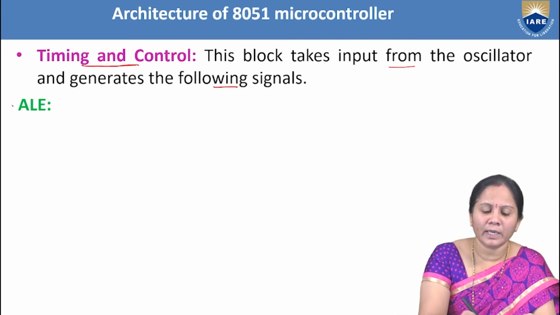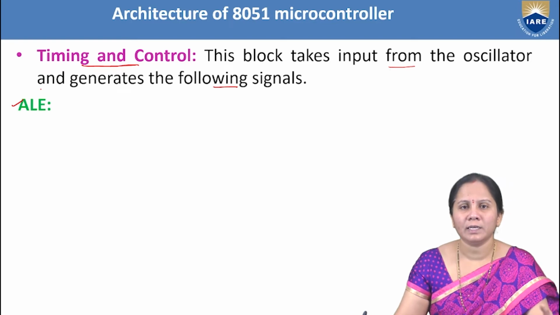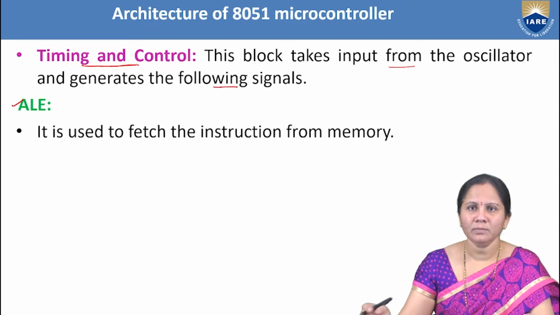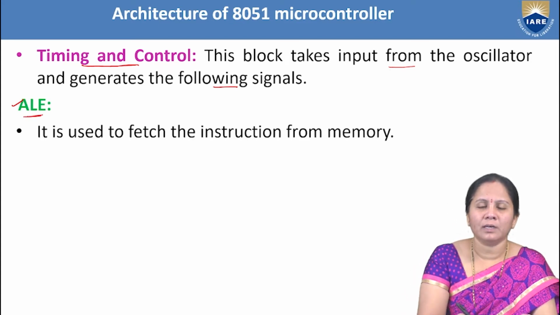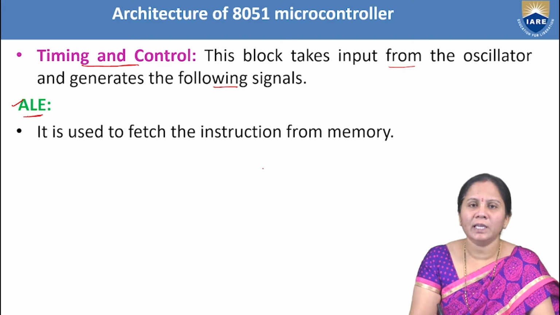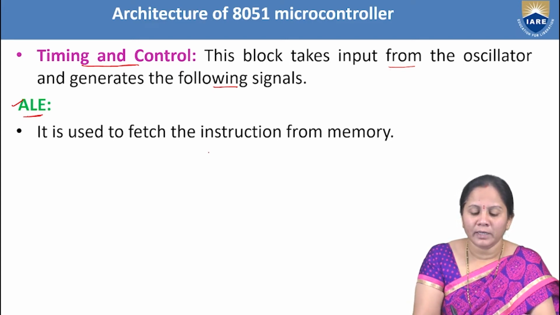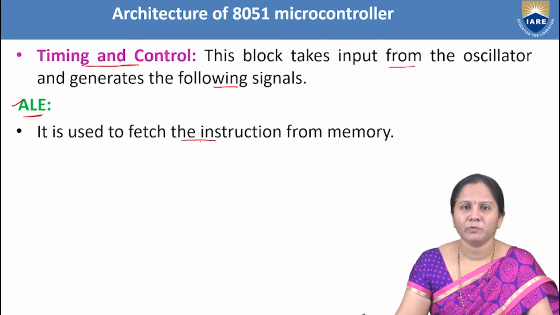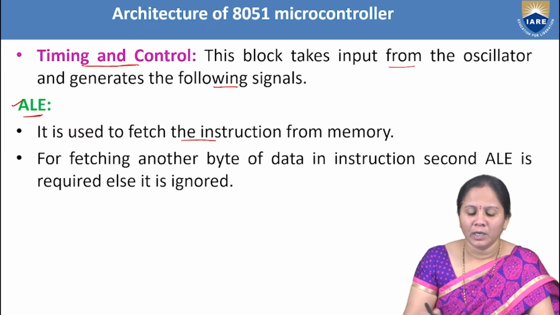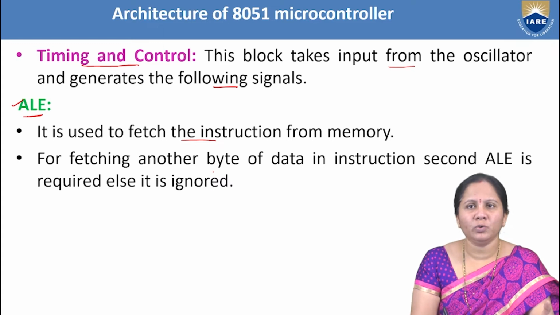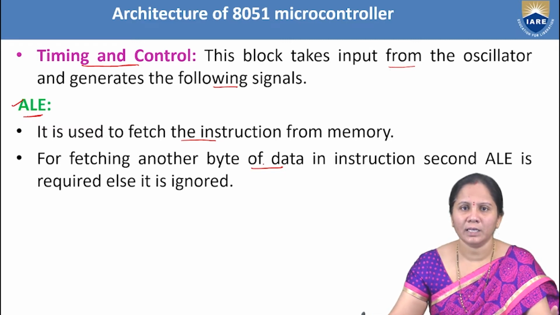So, the first one is ALE. ALE stands for address latch enable. Generally this is an active low signal. What is the main purpose of this ALE signal? When this ALE signal is enabled, it is used to fetch the instruction from the memory. So, fetching can be performed. After one instruction is fetched, in order to fetch another byte of data, it has to enable the ALE signal again.